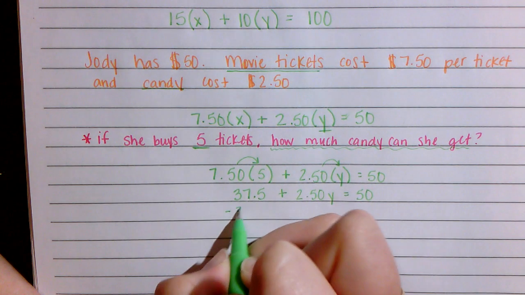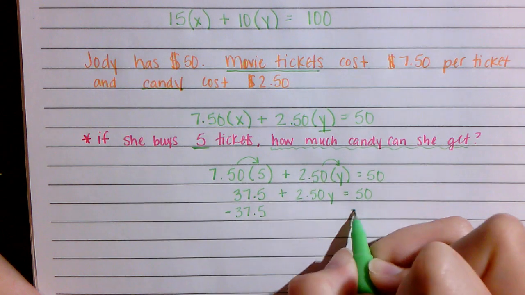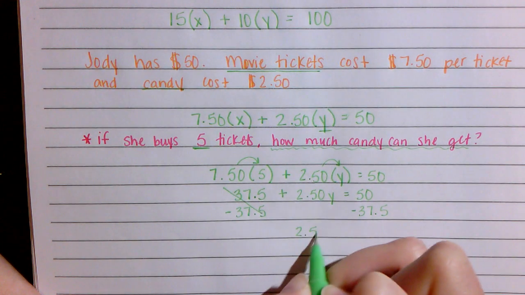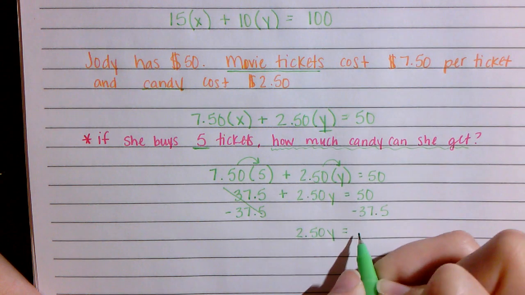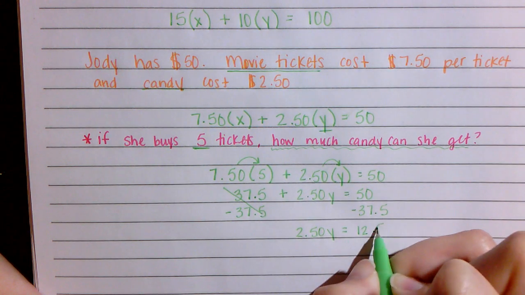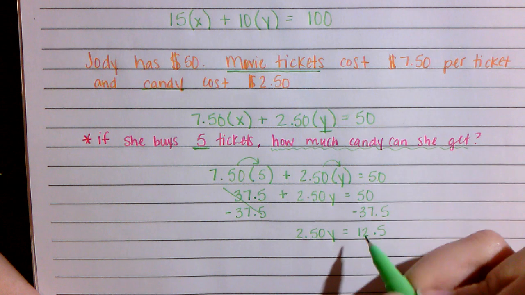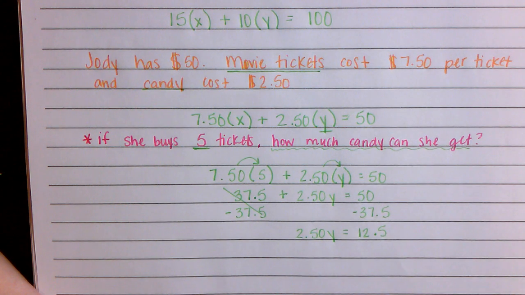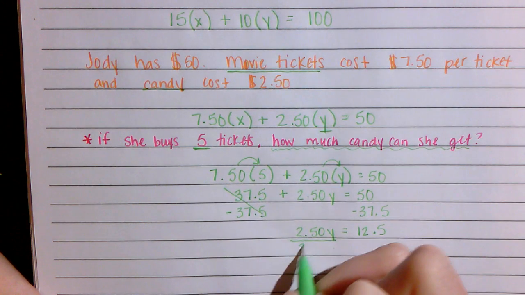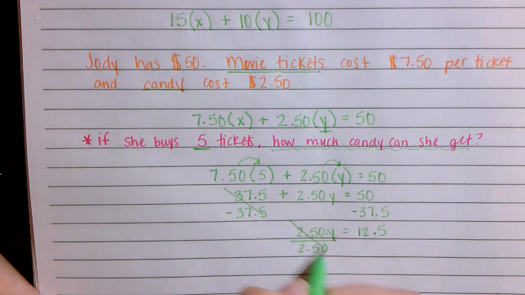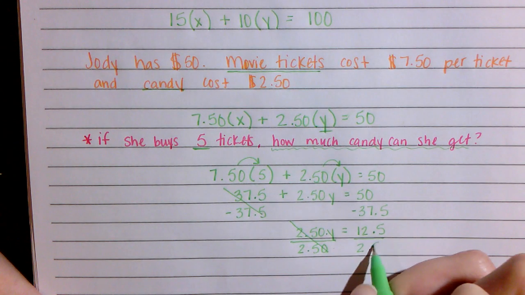So we are going to subtract this 37.5, move it over, that's gone. Now we have 2.50y equals 12.50, or 12.5. And again, you can plug this into a calculator. 50 minus 37.5 gives you 12.5. So we have one last thing to do to get y completely by itself. You guys know this. We're going to divide away the 2.50 because it's being multiplied by 2.50. So to undo that multiplication, we have to divide. What you do to one side, you have to do to the other.